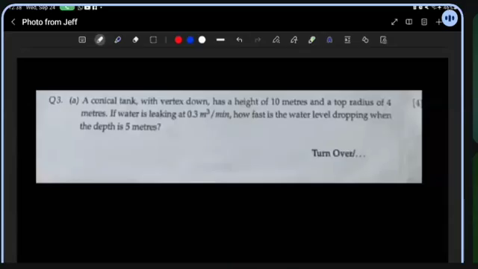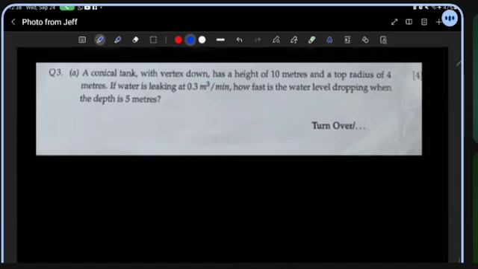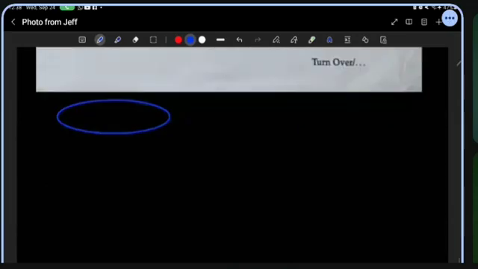Okay, so here we're looking at a problem that has to do with the rate of change. A conical tank, we're dealing with something that has the shape of a cone with the vertex down. So this implies that we have something like this. And then if we take this to be the central axis, so we have this. So let's take this to be a rough sketch of our cone.